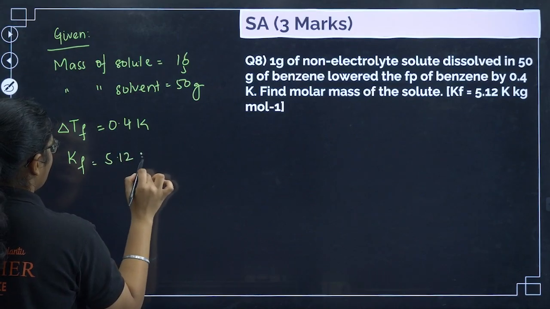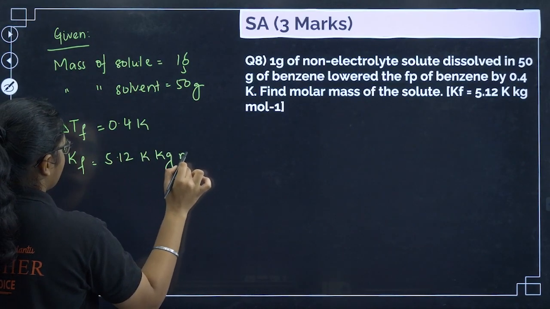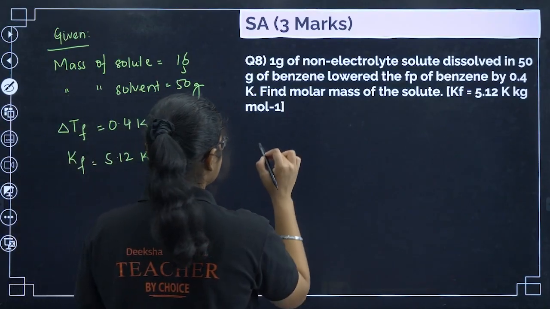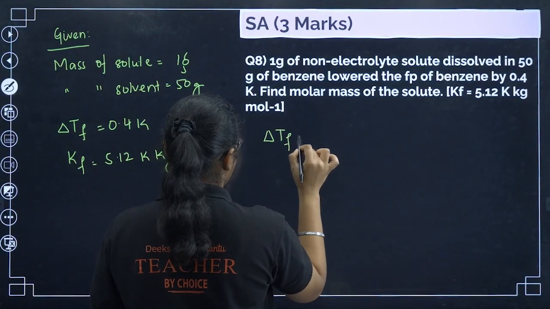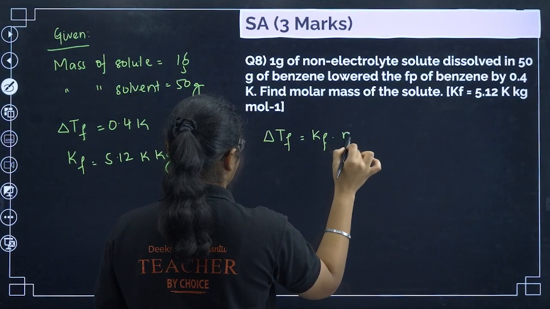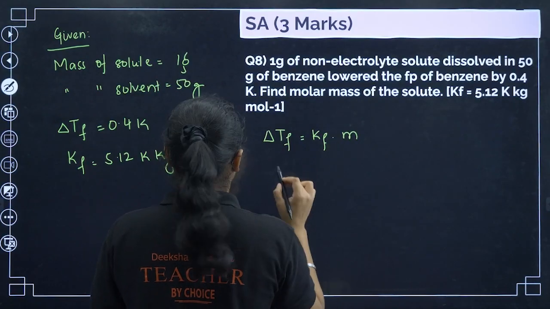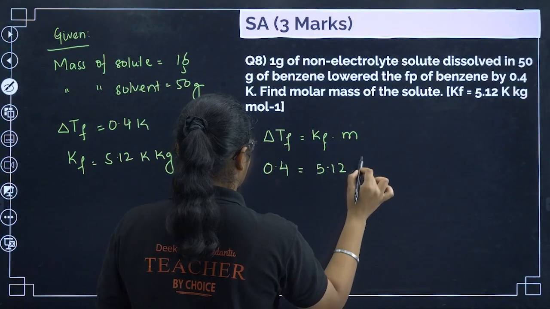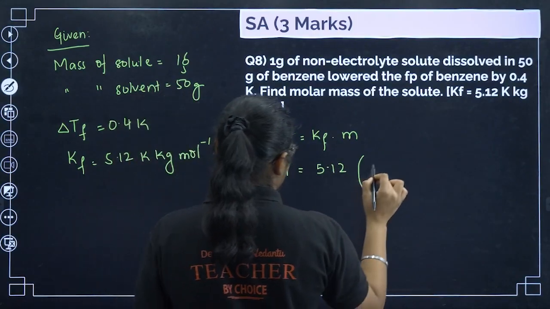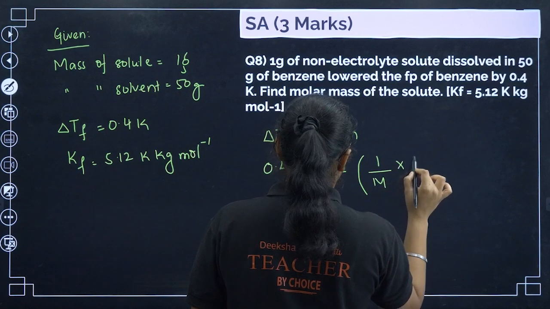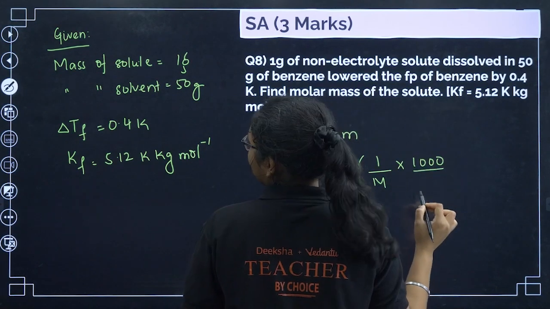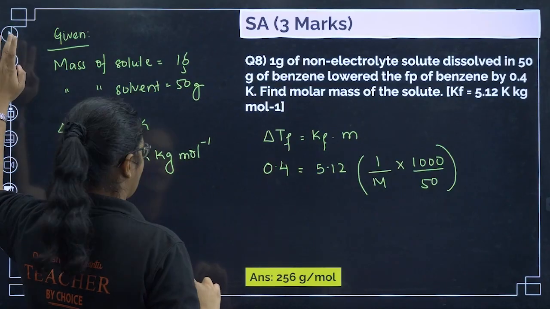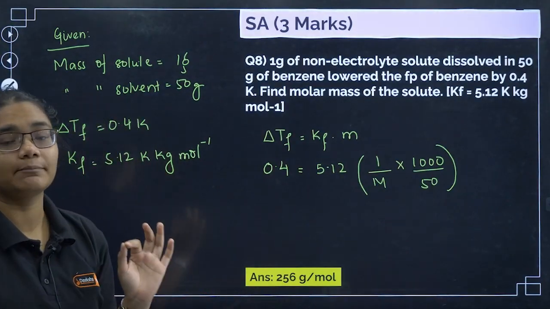Kf value is 5.12 Kelvin kilogram mole inverse. Okay, now let's solve this. Delta TF is equal to Kf into m. Delta TF value is 0.4, Kf value is 5.12, and m value is 1 gram by molar mass into 1000 by 50. Now if I solve this, the M value will be 256 gram per mole.